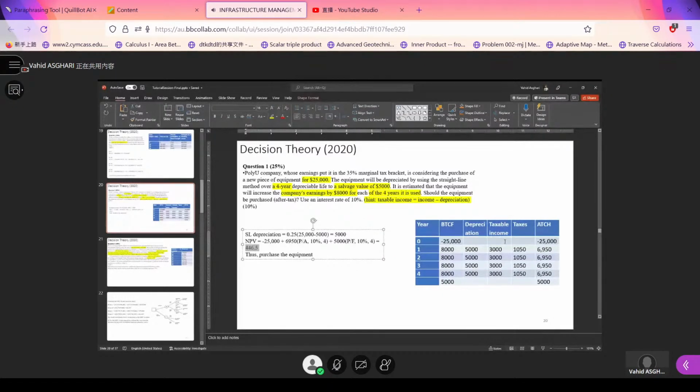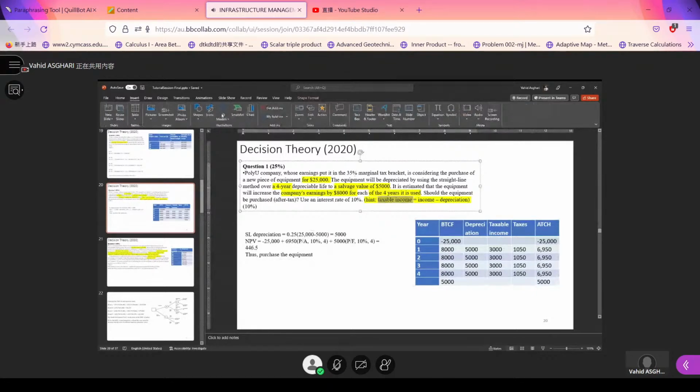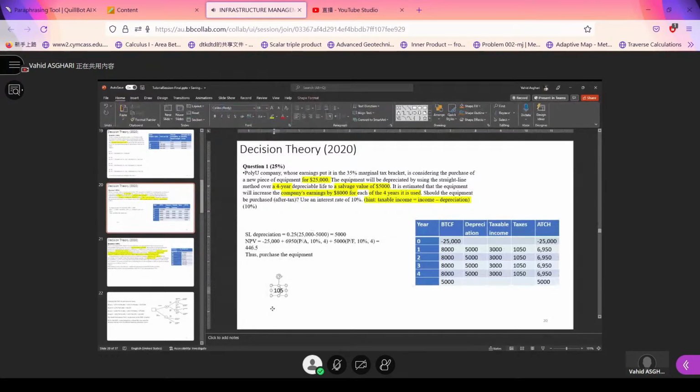Okay, like I said, the 35% tax, we need to find the taxable income. Let me write it here. Times $3,000. Is it, or am I doing the calculation wrong? It should be, but let me check. Yes. This is it.